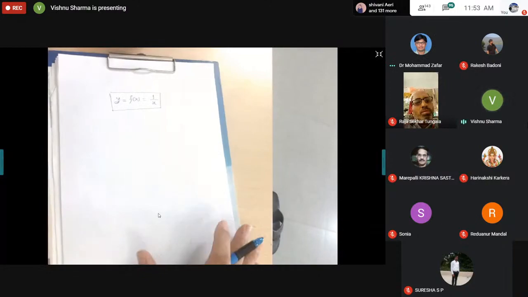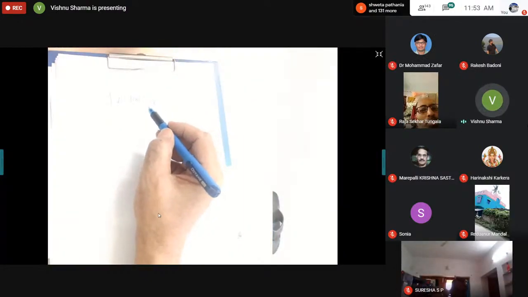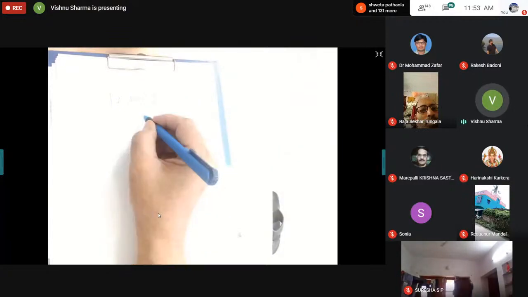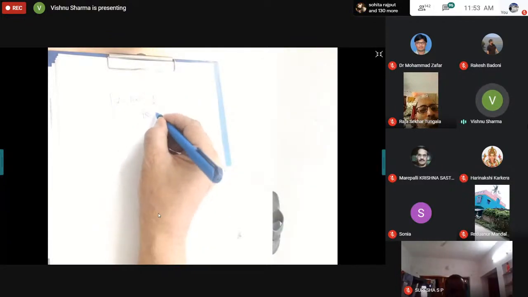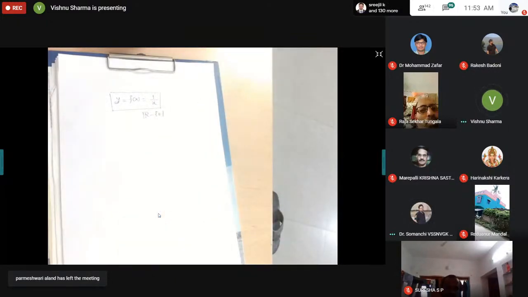Okay. So when I talk about this function 1 by x, its domain, obviously, is R minus 0, right? Are you able to hear me, and is whatever I am writing here on the paper visible? Yes, sir. It is visible and audible as well. All right.